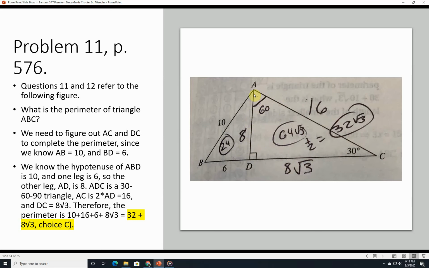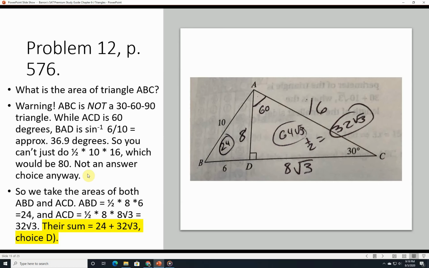So then you just go, okay, well, that's 10 plus 6 is 16, plus 16 is 32, and then plus 8 root 3. So that's the answer we get: 10 plus 16 plus 6 is 32, plus 8 root 3, which is choice C.